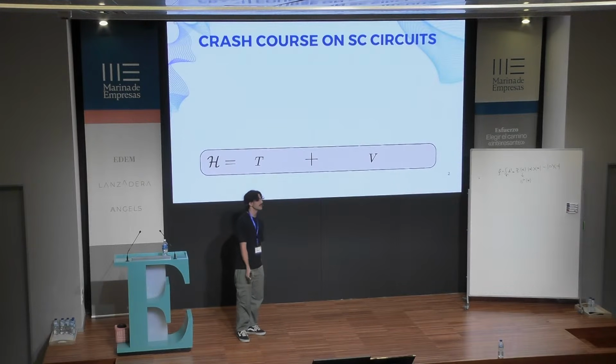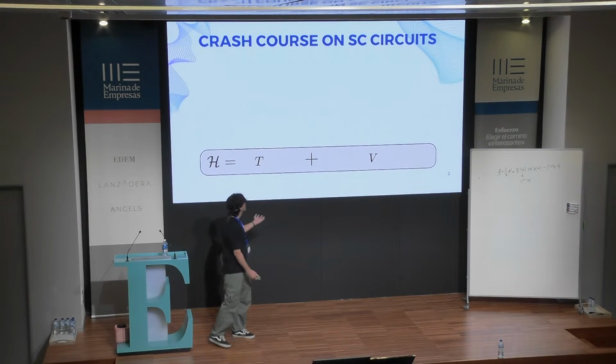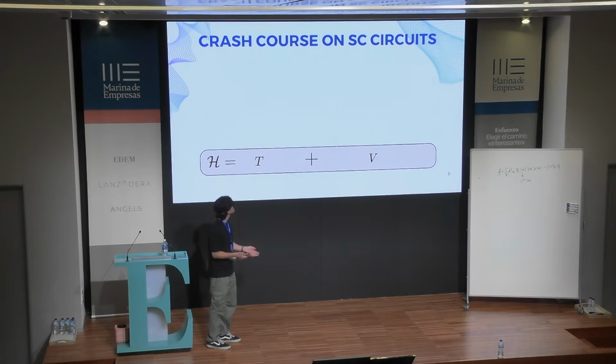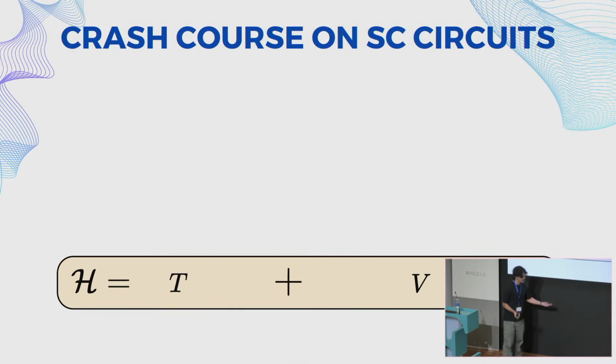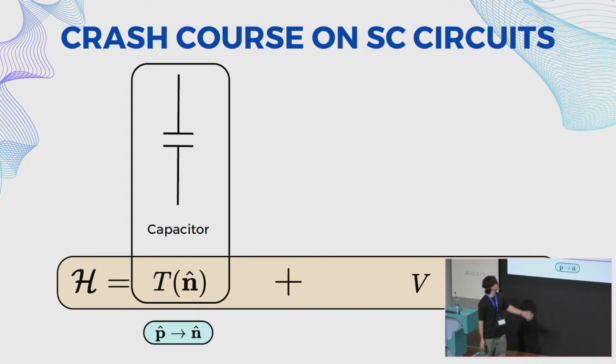So, in order to be all on the same foot, first of all, when we are designing superconducting circuits, we are going to give a brief crash course on superconducting circuits. We try to get the Hamiltonian. The Hamiltonian is composed of the kinetic part and the potential. In a superconducting circuit, we have three elements. First of all, capacitors, which account for the kinetic part, and are described by the n operator, which accounts for the number of Cooper pairs in our system, and could be more or less equivalent to the momentum.